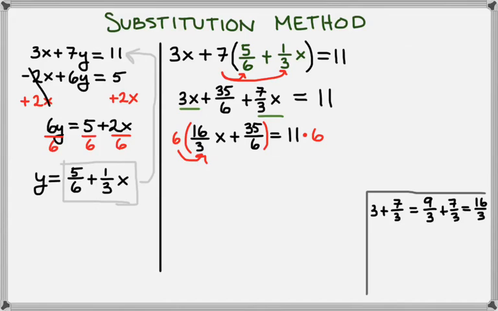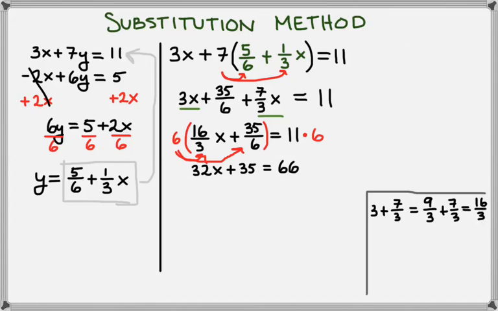The first thing we want to do is take 6 times 16/3. Well, 6 divided by 3 is 2, and so this is the same as 2 times 16, which is 32. So we have 32x. And then we'll take 6 times 35/6. Well, of course, the 6's just cancel, and that leaves us with plus 35. And on the right-hand side, we have 11 times 6, which we know is 66. See how that got rid of all the fractions for us? I love it when I can get rid of the fractions.